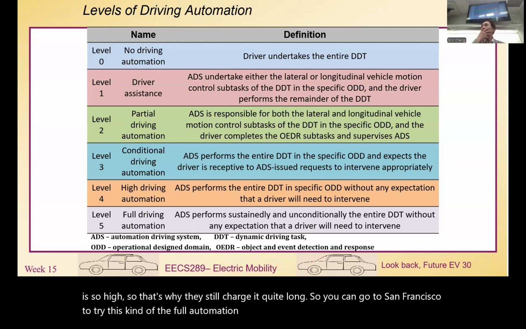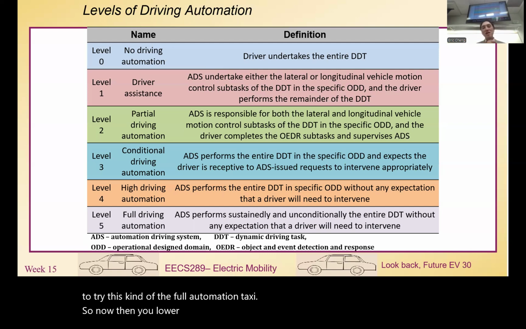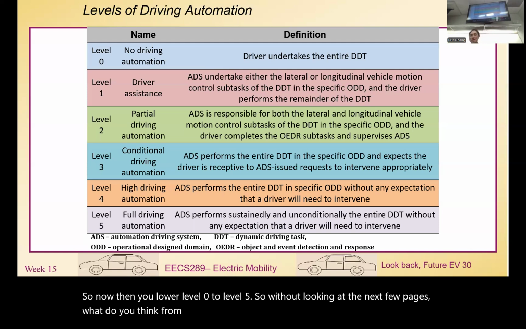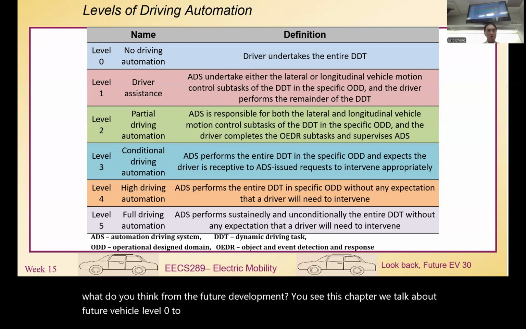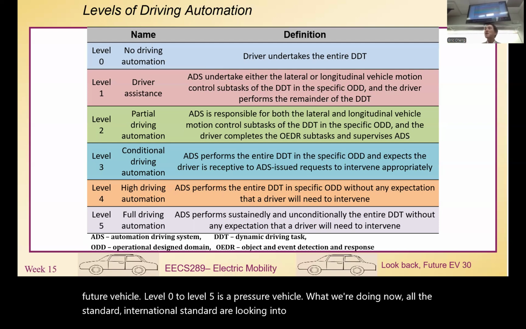So now you know level 0 to level 5. Without looking at the next few pages, what do you think about the future development? You see, in this chapter, we talk about the future vehicle. Level 0 to level 5 is the present vehicle, what we're doing now, with all the international standards looking at what we are doing at the moment. How about the future?